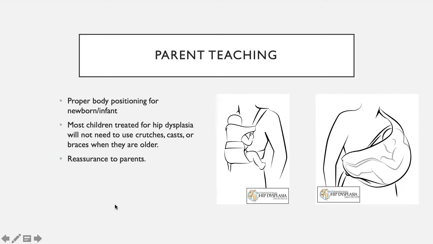You want to let parents know that most children will not need to use any assistive devices when they're older, and kids in braces and casts can still move and play to their ability. You're also going to want to reassure parents that there are no known ways to prevent hip dysplasia, and it is imperative to stress this to new parents, especially mothers who may blame themselves for this condition.